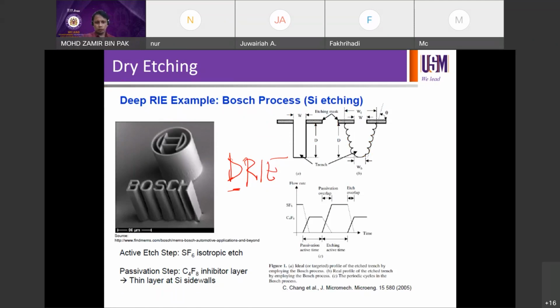Okay, so yeah, it can be done as well, deep RIE. But if you talk about features like MOSFET, high-speed transistors, we don't go that deep. Okay, we typically go down to hundreds of nanometers max. Okay, this is indeed a special case.